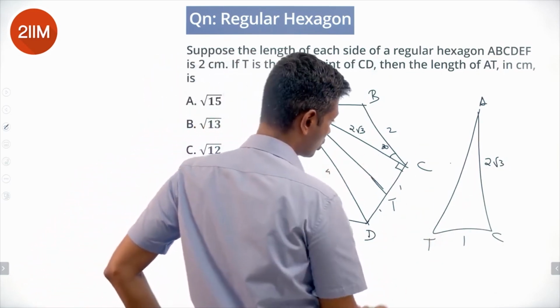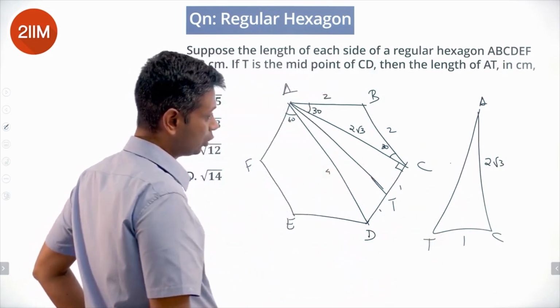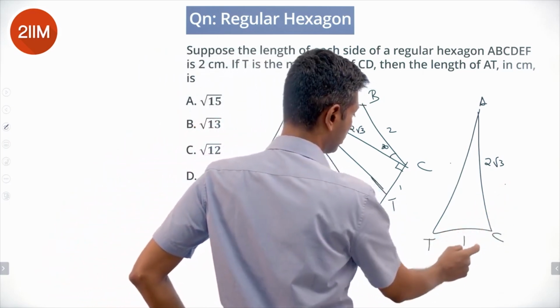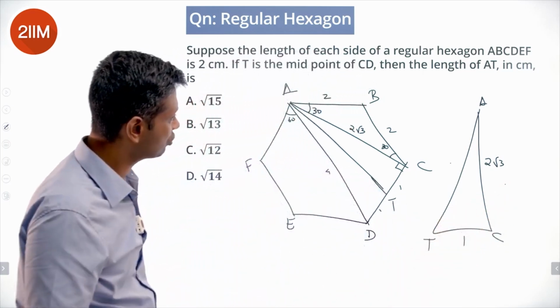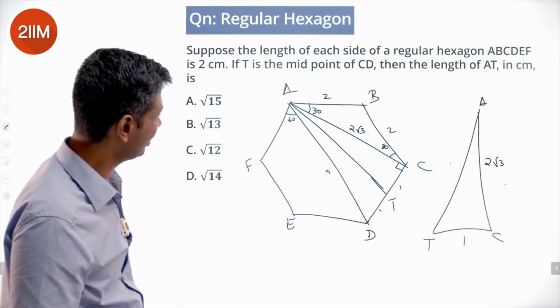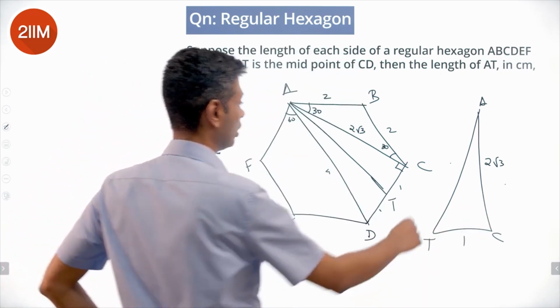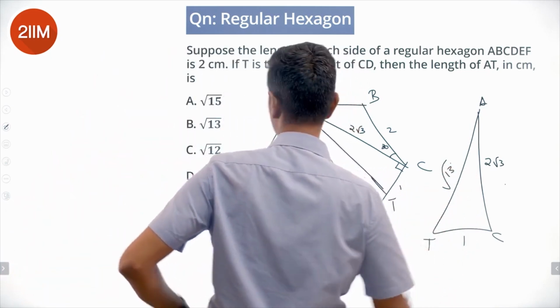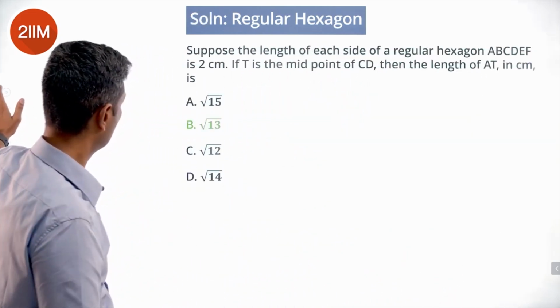So 2 root 3 whole square. 3 into 2, 12. 12 plus 1 square, it adds up to 13. There's a hypotenuse. So square root of 13 should work. Let me just check that. Perfect.